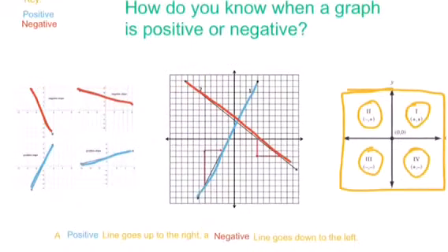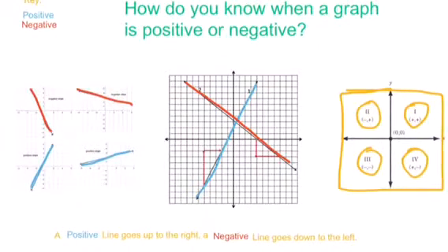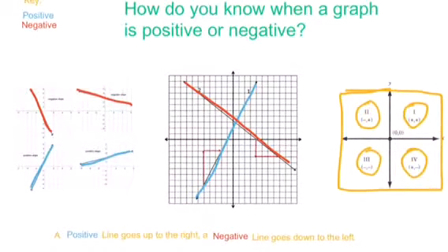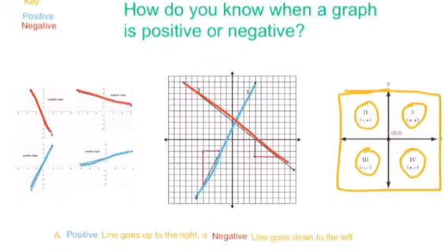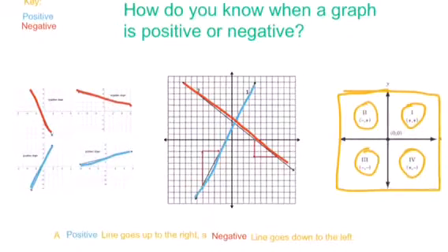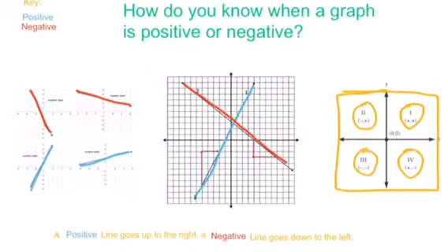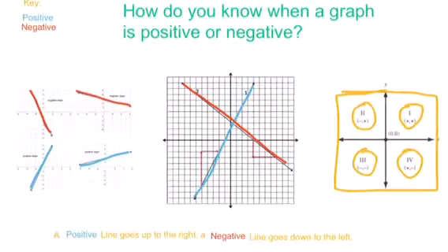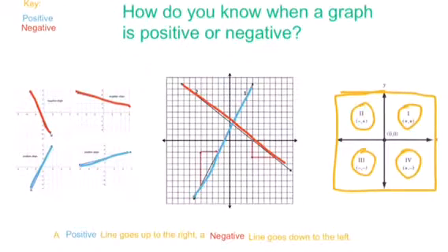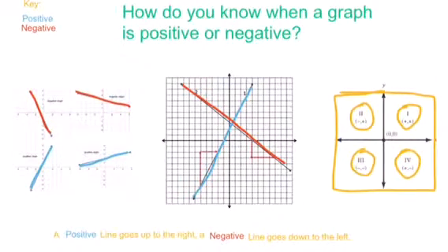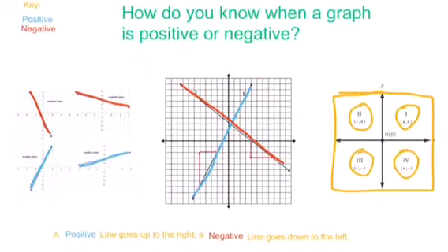Okay, so you might be wondering, how do you know when a graph is positive and how do you know when a graph is negative? It's really easy. You just have to remember the 4 quadrants. First quadrant has a positive x and positive y-axis. Second quadrant has a negative x and a positive y-axis. Third quadrant has a negative x and y-axis. And the last but not least, fourth quadrant has a positive x but negative y-axis. Or you can just remember that a positive line goes straight up to the right and a negative line goes down to the left. That's all you need to know to decide if a graph is positive or negative.